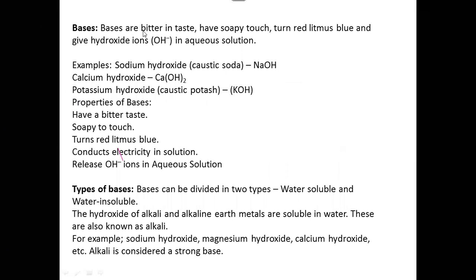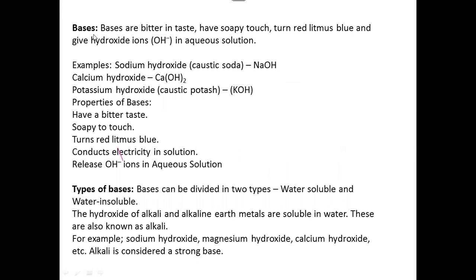Then bases. So what is a base? Definition of base: bases are bitter in taste, म्हणजे तुरट चव असते. They have soapy touch, turn red litmus blue, and give hydroxide ions, means OH minus ions, in aqueous solution.